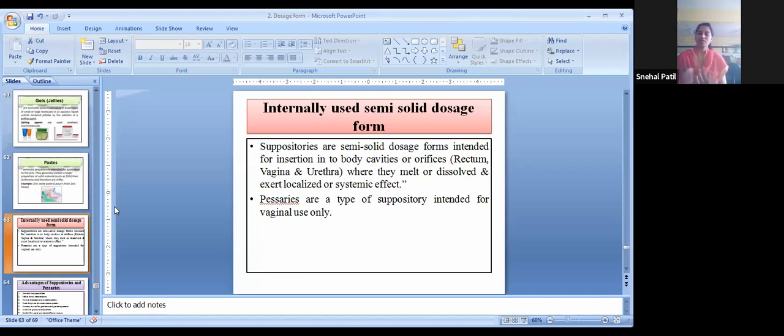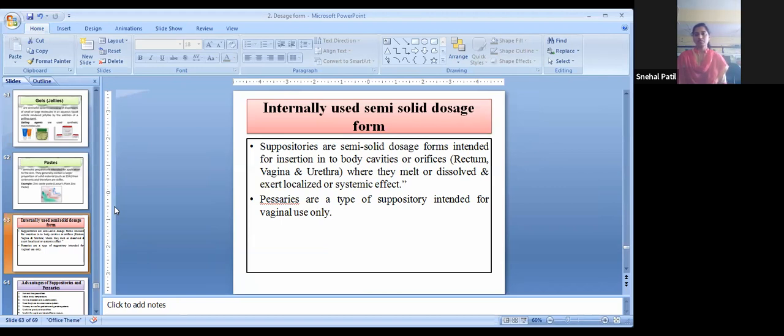Suppository is a semi-solid dosage form which is inserted into the body. It is intended for insertion into the body cavity. Now which are the body cavities? Rectum, vagina and urethra. Suppositories are inserted into the body cavity and because of the body temperature they melt or dissolve in that body cavity and exert a localized or systemic effect on that part. Understand?